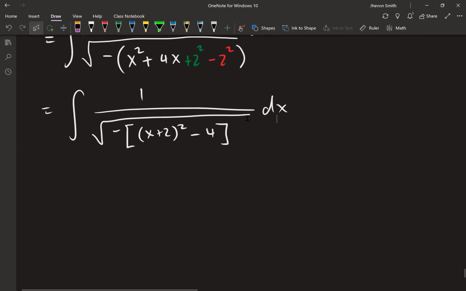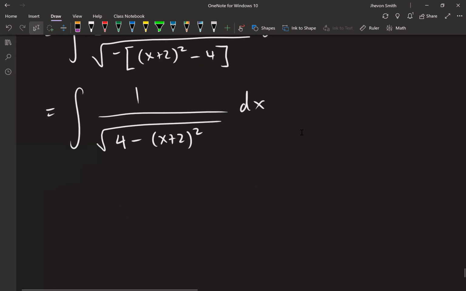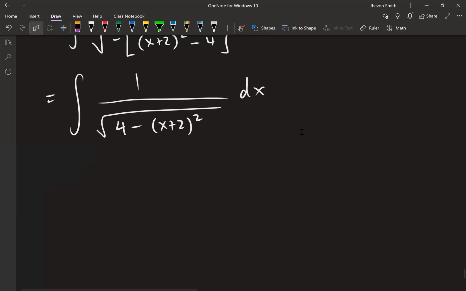So we have that. And once I distribute the negative sign, that is going to look like the radical of 4 minus x plus 2 squared. So that's what the completed square looks like. That is in a form where we can do a trig substitution. What's the appropriate substitution?